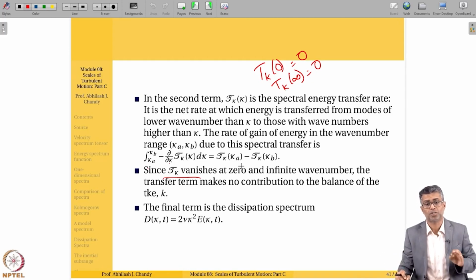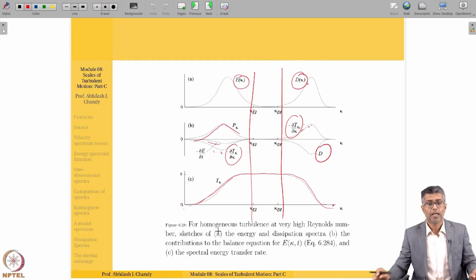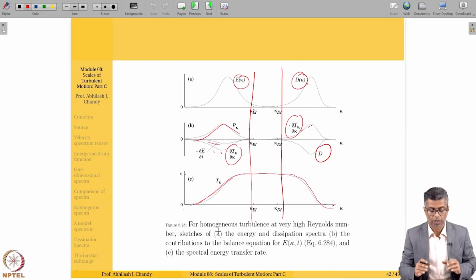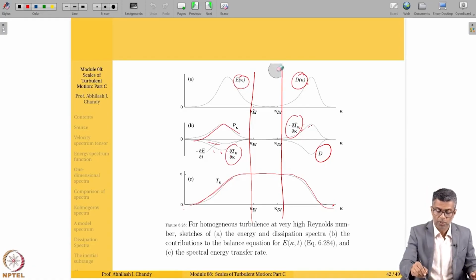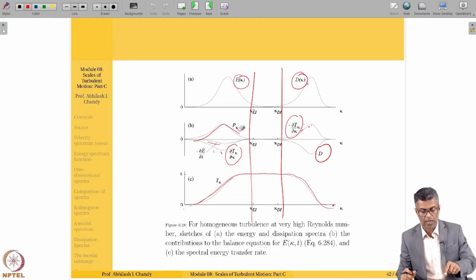Finally, the third term, which is the dissipation spectrum. So that is D of kappa, t, as I was saying earlier, 2 nu kappa squared E of kappa, t. Now for looking at what the plot looks like, I'm just going to erase this and look at this again. I'm not able to erase it, but let's see what it looks like.